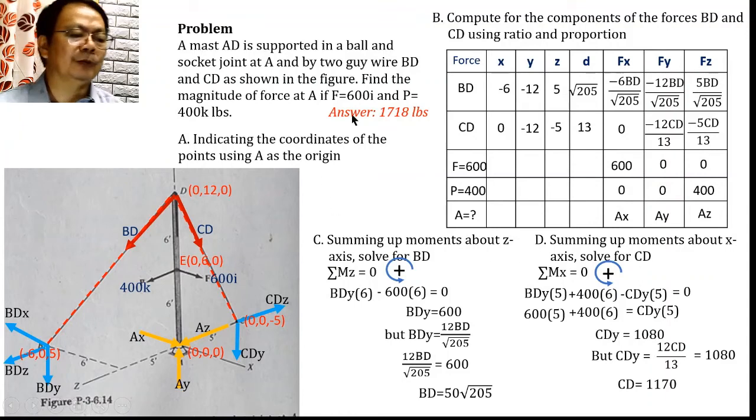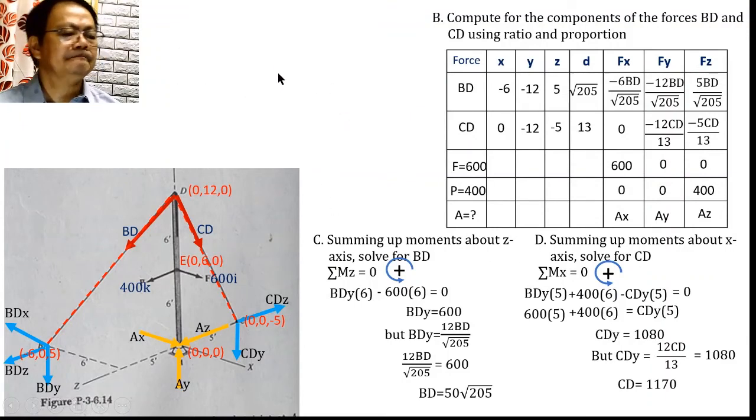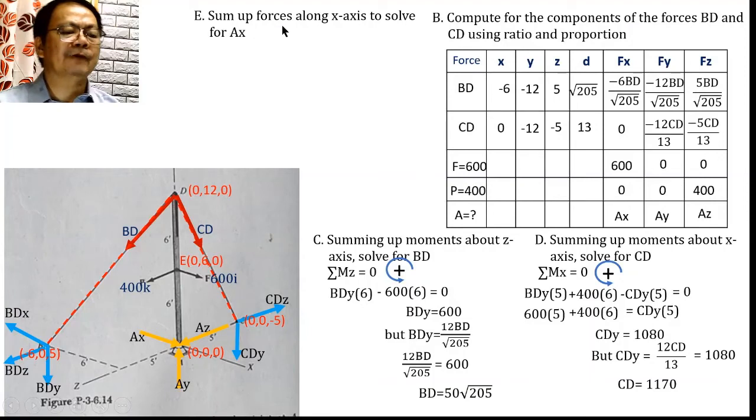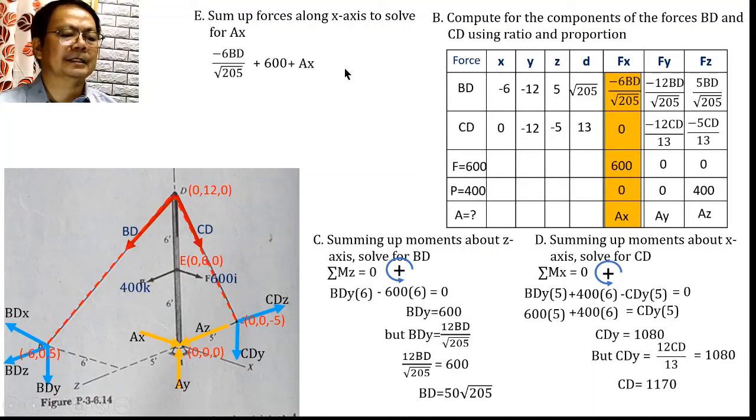So, let us do it one by one. If we sum up forces along the x-axis, what shall we do? We can now solve for the value of AX because we have already computed the value of BD, which is equal to 50 multiplied by the square root of 205. So, substitute that. I will have negative 6 multiplied by BD over the square root of 205 plus 600 plus AX shall be equal to 0.